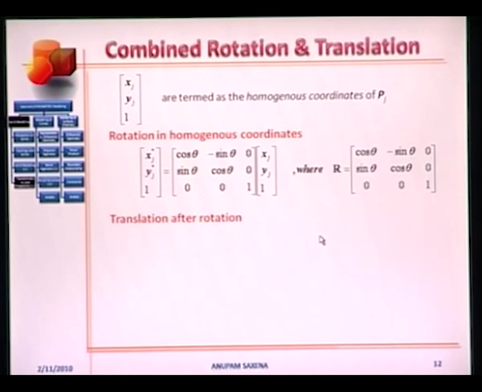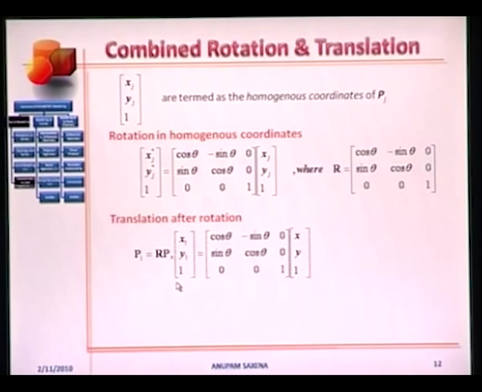Let's now perform translation after rotation. So we have the original point P. It is rotated to a point P1. We know the algebra. x1, y1, 1 would be the homogeneous coordinates of P1, which equals a rotation matrix pre-multiplying the column vector x, y, 1, which are the homogeneous coordinates of P.